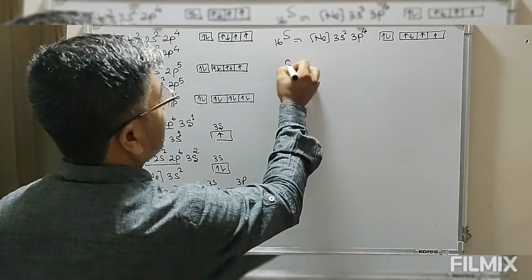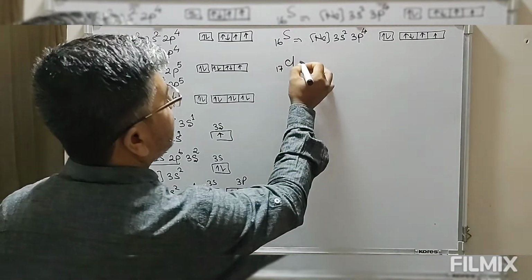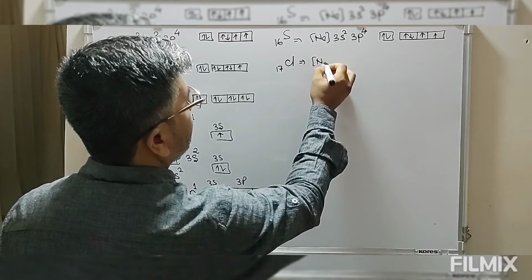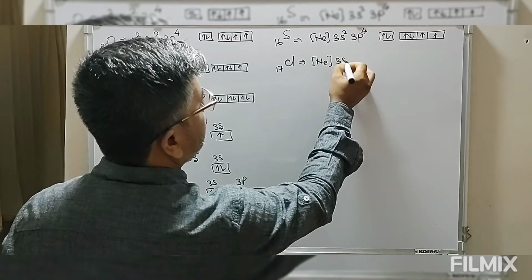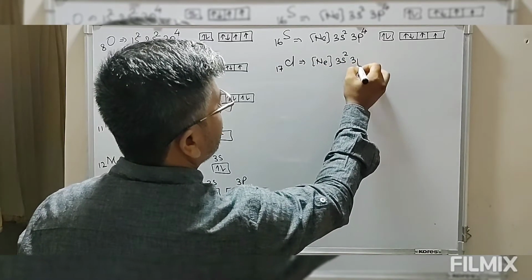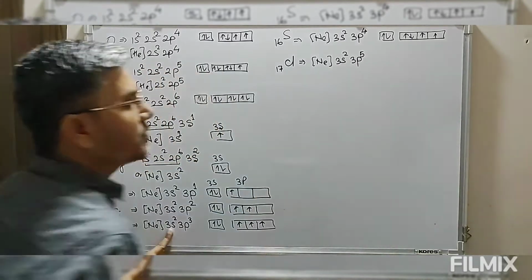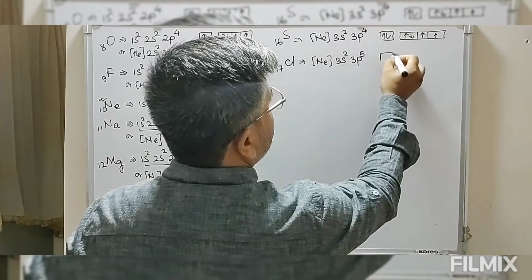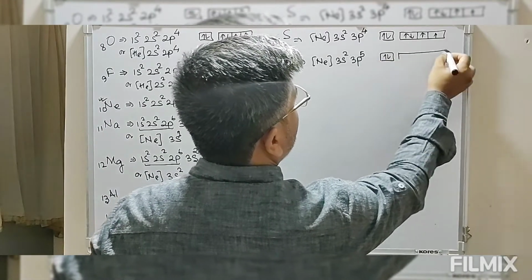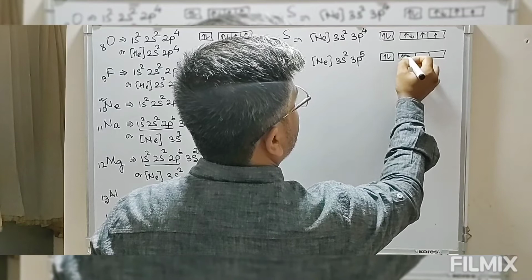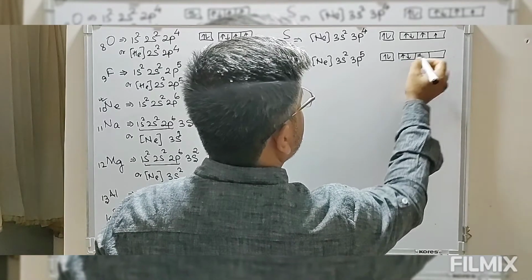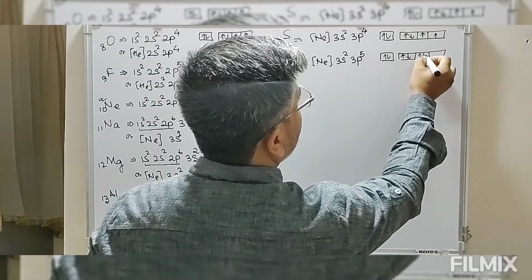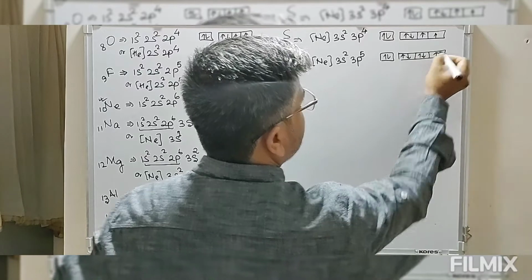Then we have chlorine, atomic number 17. We have neon 3s2. The 17th electron should again be placed in p, because p has a maximum of 6. So the valence shell configuration is 3s2 3p5. The next electron, the fifth electron in p, will undergo pairing here.